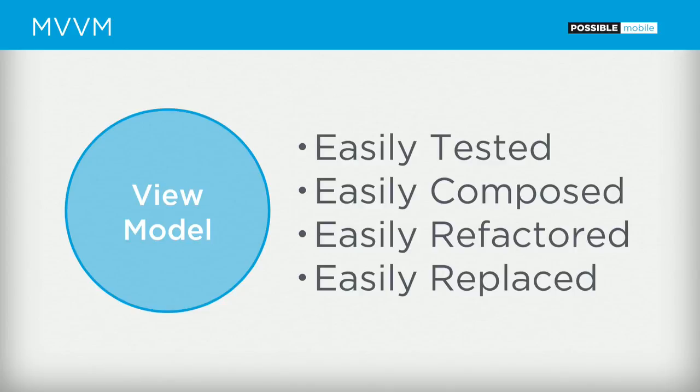By composed, I mean the composability of view models: you can have view models that depend on each other, which I'm going to show better in an example later, so I'm just going to go past that. Refactored and replaced. This is my favorite part of this.